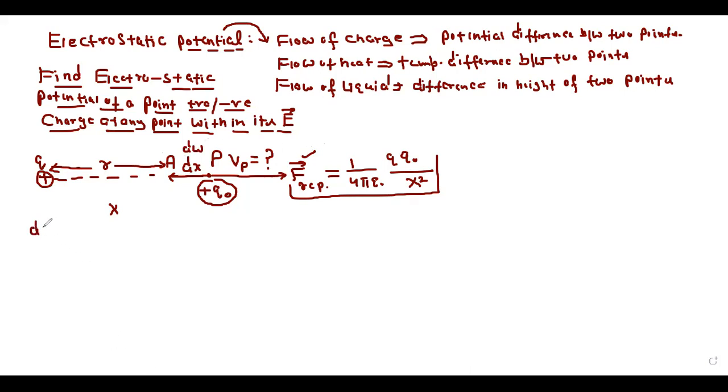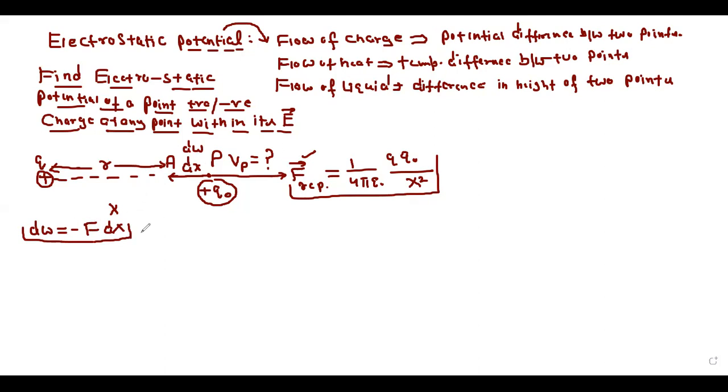So this dw is equal to minus force into displacement. Why is this negative sign there? Because we are doing work against the repulsive force. We are moving opposite to the repulsive force. So that's why the work done is negative.